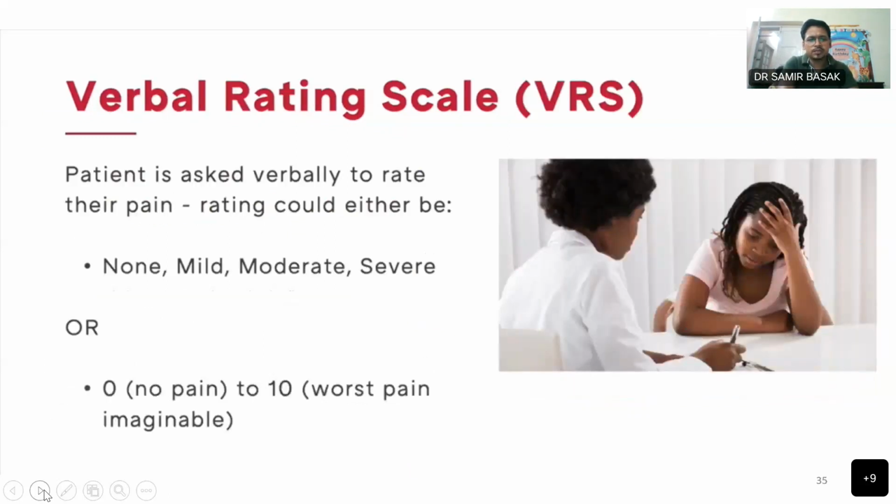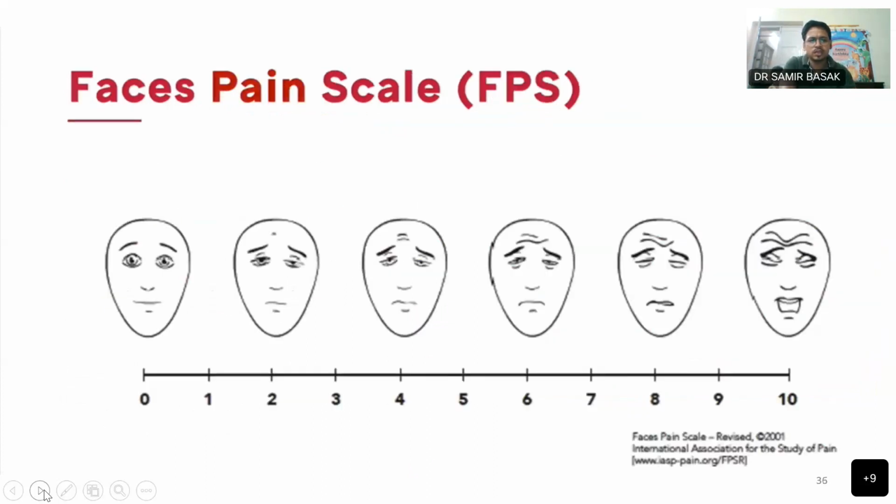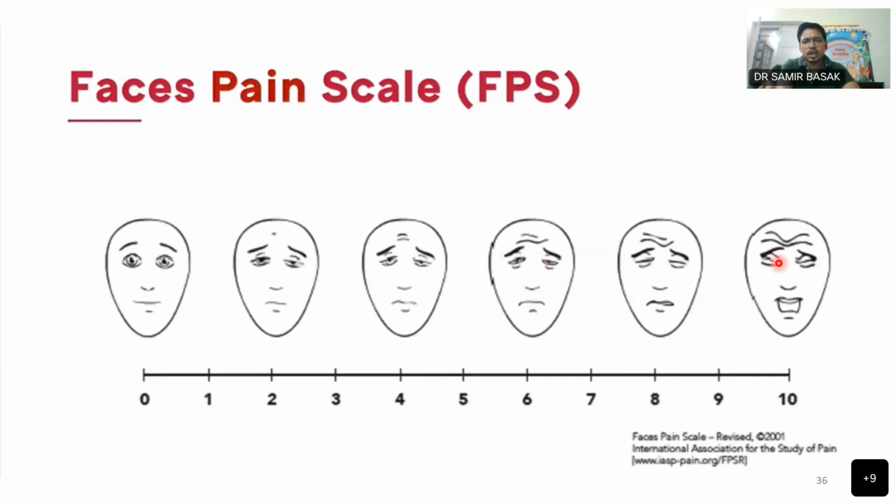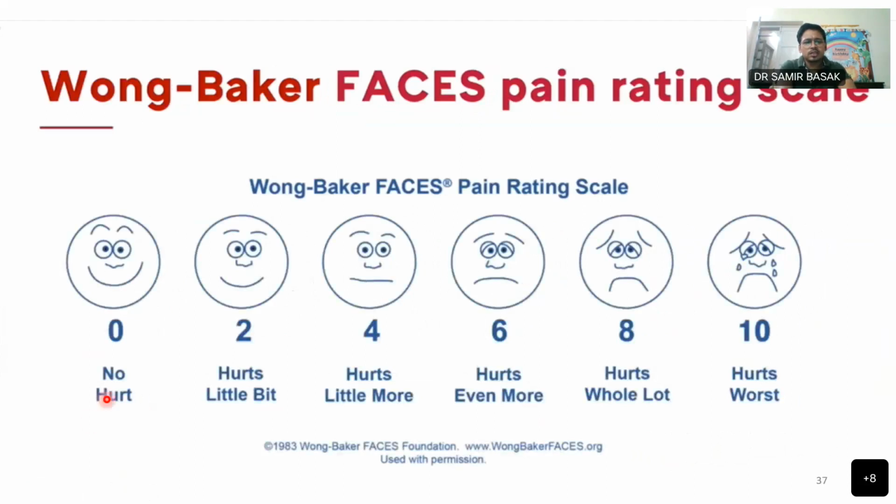If it is a child, or any other patient who cannot respond verbally, then we use the faces pain scale. There are 6 smiling faces, from the smiling face to the worst crying face. These are the 5th and 6th faces. They demonstrate the maximum possible pain condition. The Wong-Baker faces scale is 0 to 10. Wong-Baker faces also demonstrate in a similar way: the hurts worst and no hurt.